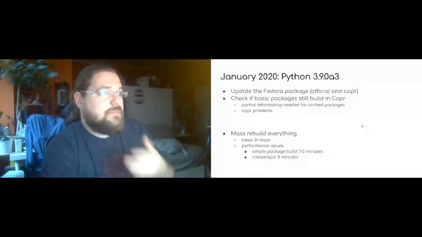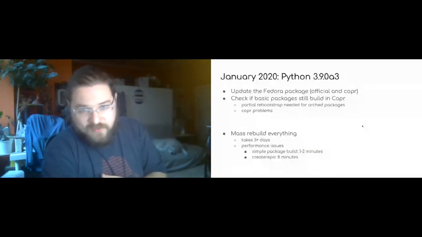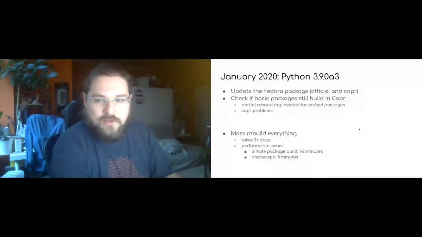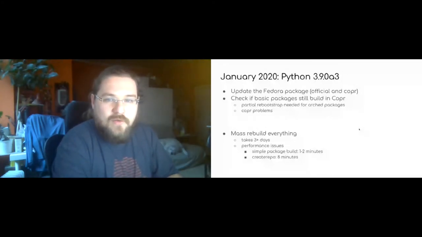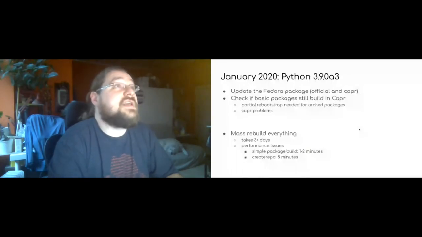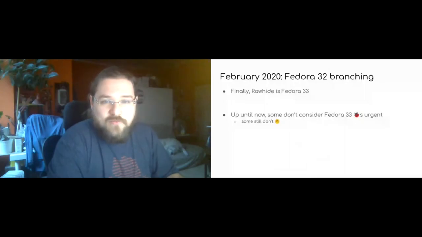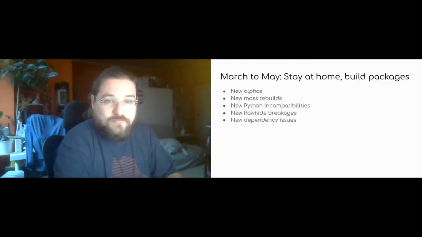In January, there was a new alpha and everything happens again. This is basically the same slide with a different title, nothing new happening. What happened in February was more interesting. There was Fedora 32 branching and Rawhide became finally Fedora 33. Up until now, some people don't consider Fedora 33 bugzillas very urgent. I get that. So now it started to be a little bit better.